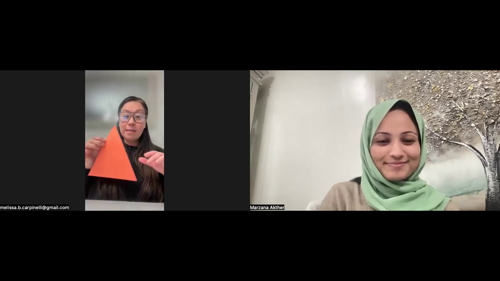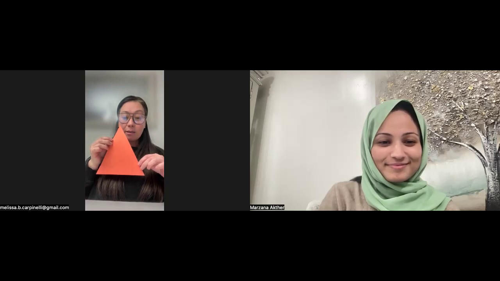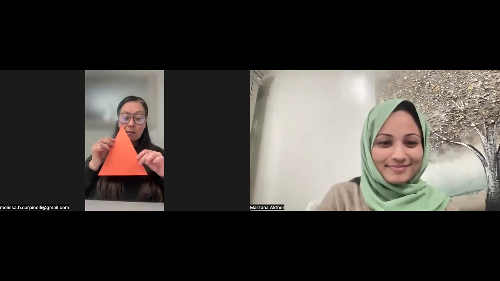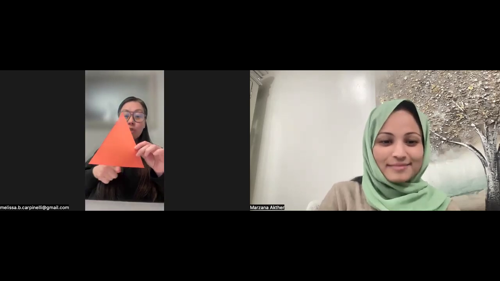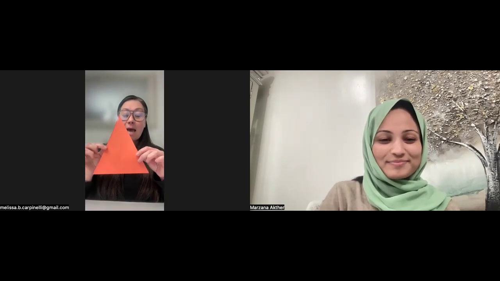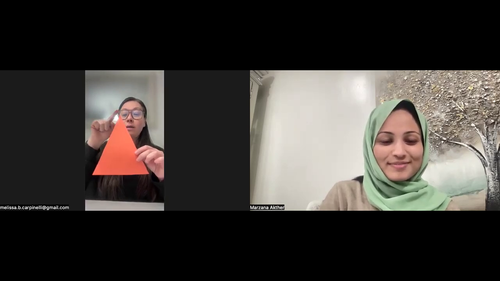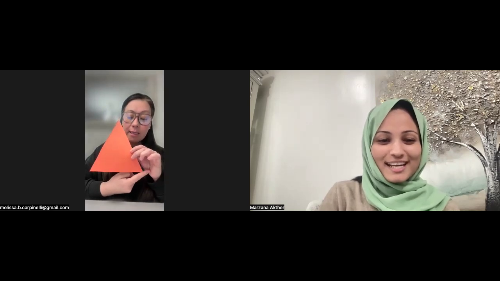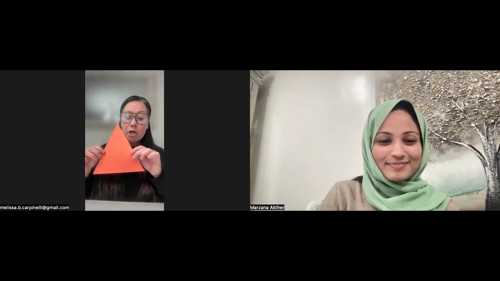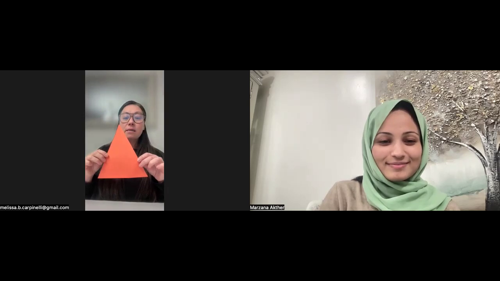Now, the last one is a triangle. So a triangle has how many sides? Let's count them together. One, two, three. Three. And how many corners? Let's see. One, two, three. Three. Right? Okay. So what are some things that are the shape of a triangle?